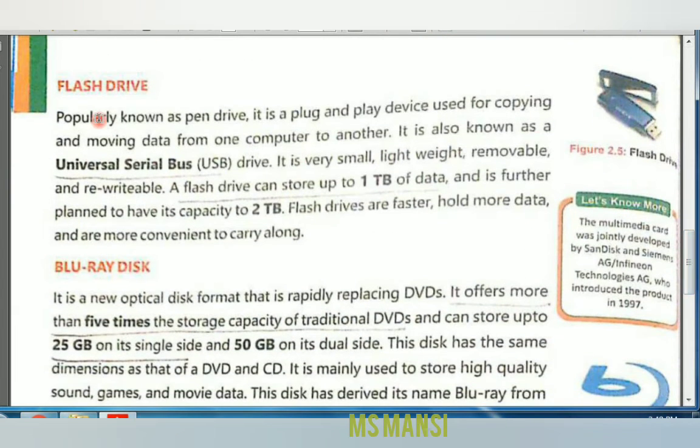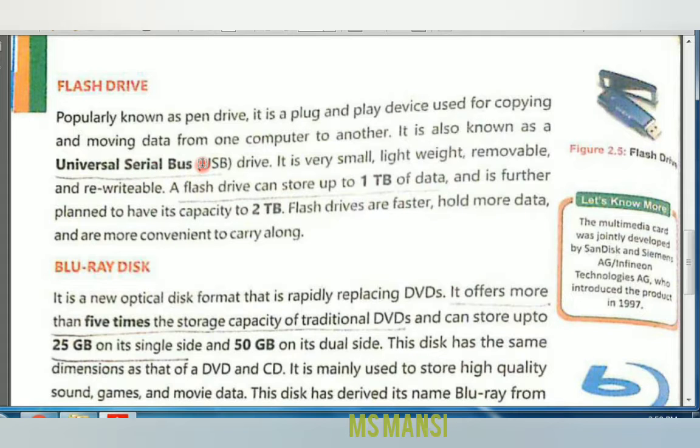Next is flash drive. Flash drive is also known as pen drive. See, have you seen a pen drive? What is a pen drive? It is a plug and play device used for copying and moving data from one computer to another. If you want to copy some data and paste that data in your computer, then how can you copy and then move data from one computer to another? Using a pen drive.